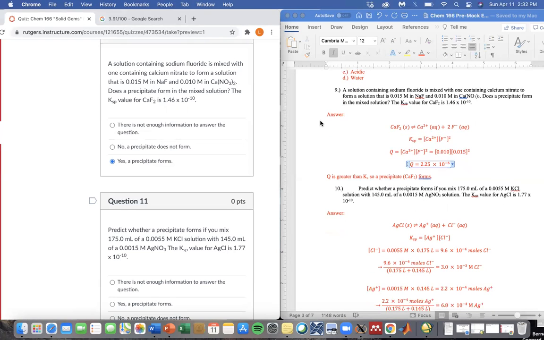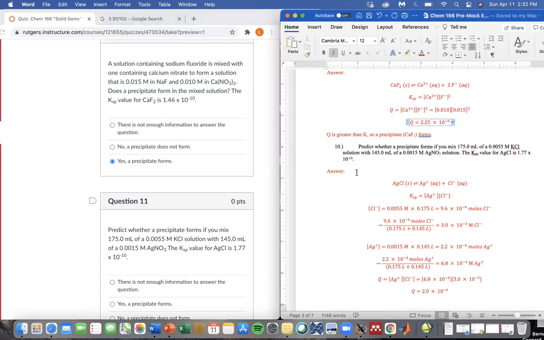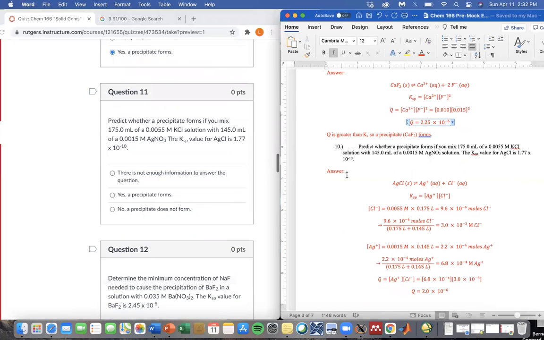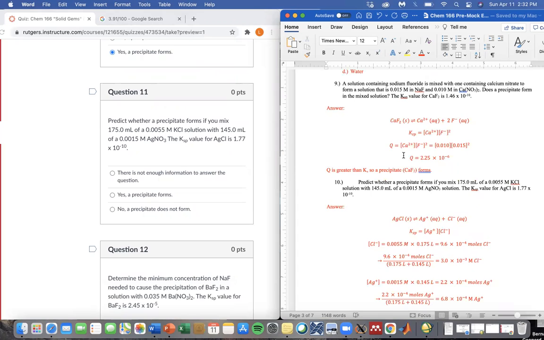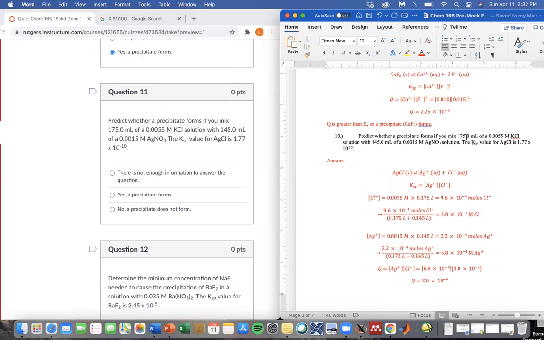Okay, if you aren't sure, there's a few more like this, so we can go over them. This next one is also about whether or not a precipitate will form. This one is just a more complicated version of the last one, because you're given volumes and molarities. So you need to go backwards and calculate the new molarities based on the total volume.